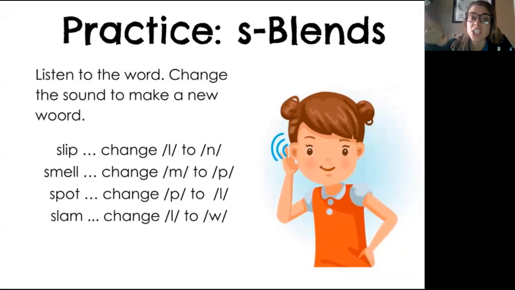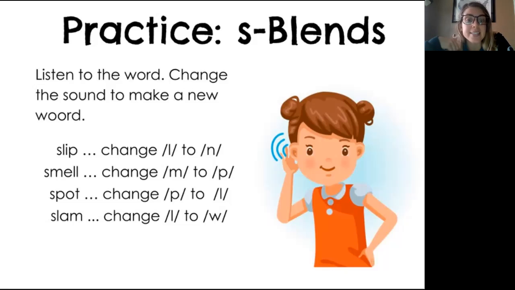Here we go. Slip. Say the word. Slip. We're going to change the L to an N. So slip becomes snip. That was a tricky one. All right, the next one is smell. Say the word. Smell. Change the M to a P. Smell turns into spell.